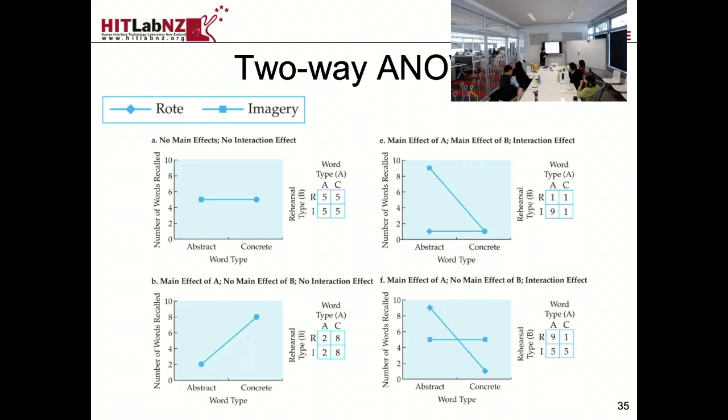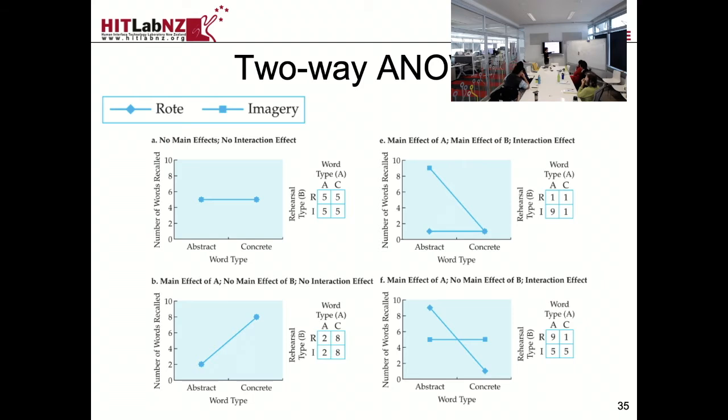What about this one? Is there an interaction effect here? Yes, because there is one intersection. And what about the main effect of the A, the word type? Does it have one? Yes, it does. You see that here, right?